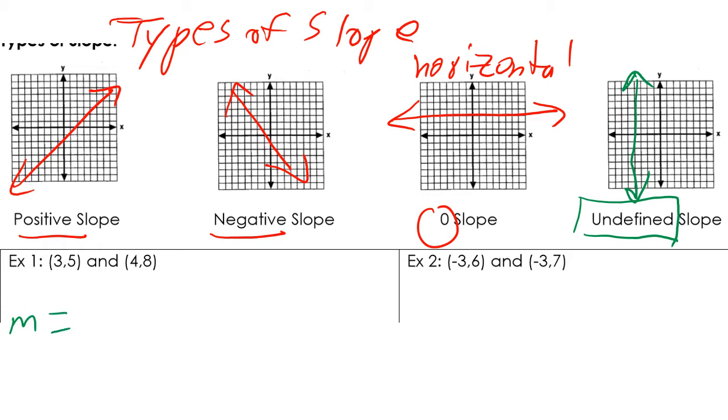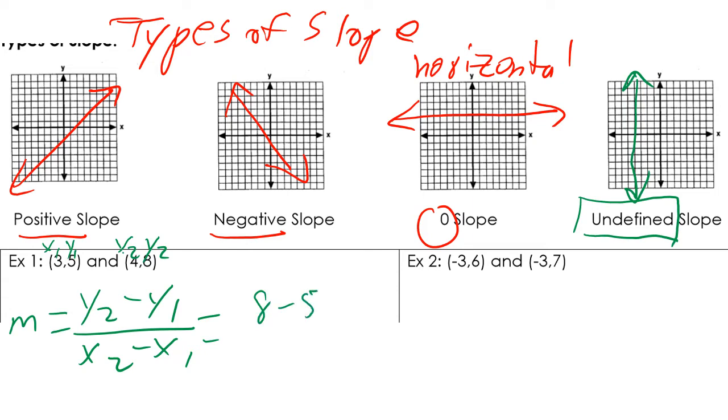Okay, from 2 points we can find slope. Let's start by writing our formula. M equals y2 minus y1 over x2 minus x1. And some people like to write the x's and y's above the numbers of the points. Let's see, x1, y1, x2, y2. So we plug that in and we get 8 minus 5 over 4 minus 3. 8 minus 5 is 3, and 4 minus 3 is 1. So 3 over 1 is the slope. And 3 over 1 is the same as 3.